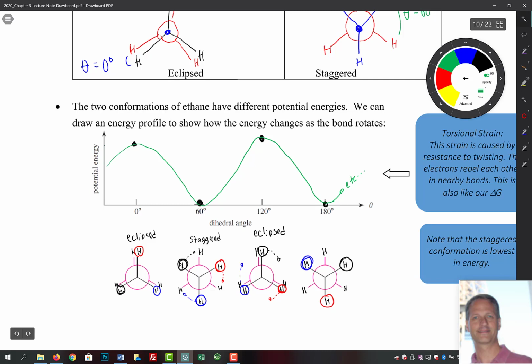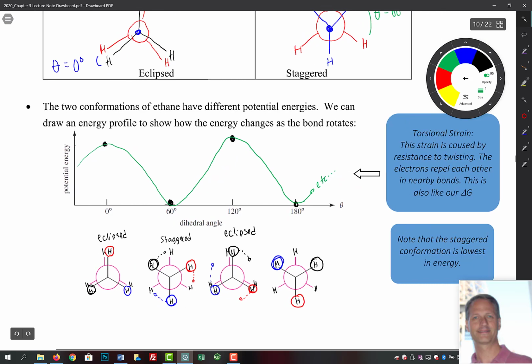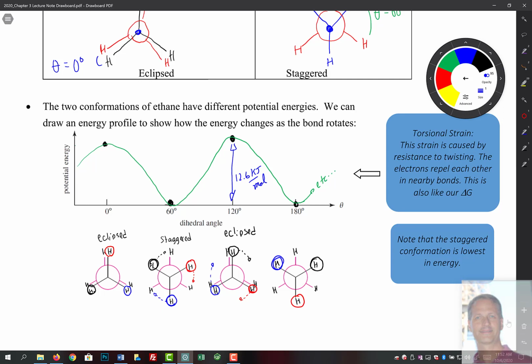Now this leads to something that we need to talk about called torsional strain. That is the strain that's caused by the resistance to twisting. So again, it's the electrons that repel each other in those nearby bonds. It's also sometimes kind of like our delta G. And again, the other thing to notice here is that your staggered conformation is always the lowest in energy. So you can look up this number, but this energy difference right here is 12.6 kilojoules per mole. So that's your energy barrier to rotation of your ethane there.